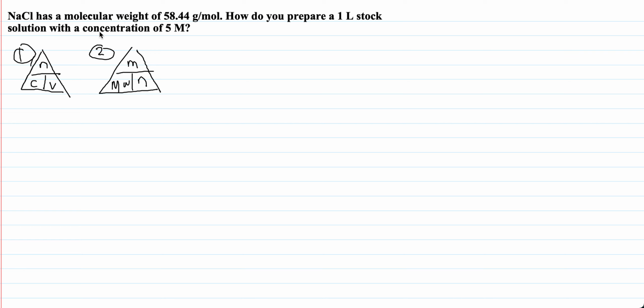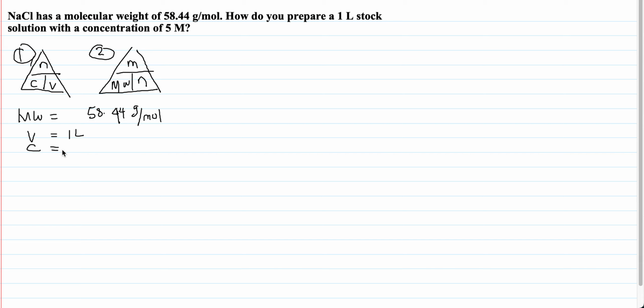Hi guys, I'll be showing you how to make a 1 liter stock solution of sodium chloride with a concentration of 5 molars. So sodium chloride has a molecular weight of 58.44 grams per mole. And the volume that we want to make up the stock in is a total of 1 liter. And the final concentration that we want of the 1 liter stock is 5 molars.